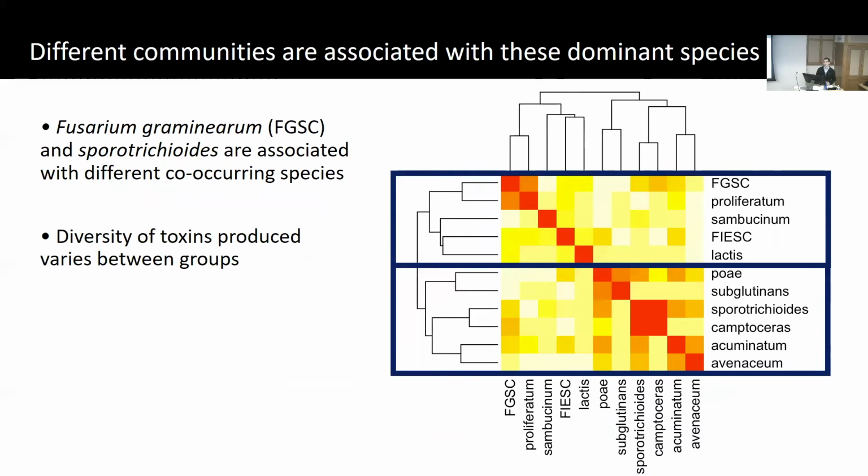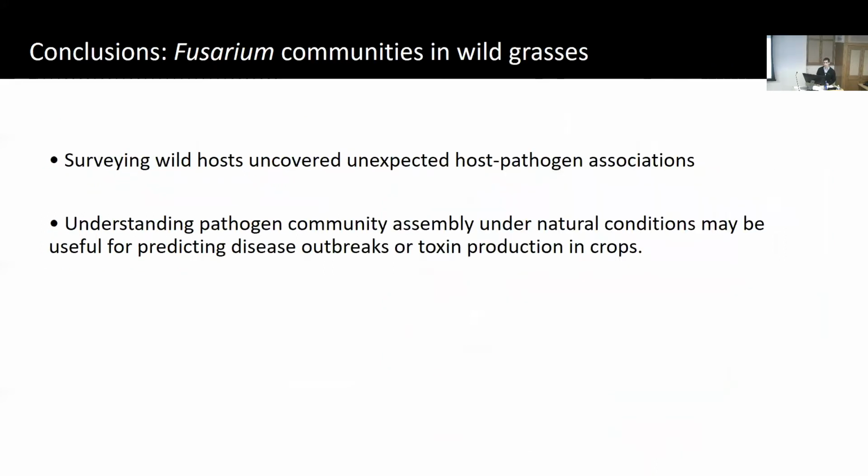And this is important because the various species in each of these groups can produce a different variety of toxins. So if you were trying to predict what contaminants might appear in harvested grain, understanding the environmental factors shaping these communities could be a useful predictive tool. And then just to recap that, surveying wild grasses revealed some interesting Fusarium species diversity, and understanding how communities form under those different conditions could be valuable for predicting disease risk.